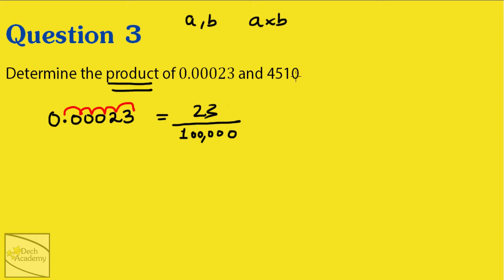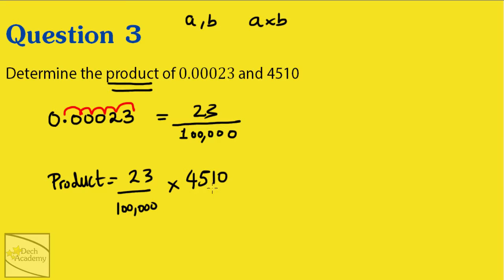Then the product now is simply 23 divided by 100,000 times 4,510. Note that 4,510 is the same thing as 4,510 divided by 1. Any number divided by 1 is itself. 5 over 1 is 5. 6 over 1 is 6. 1,000 over 1 is 1,000. 4,510 over 1 is 4,510.